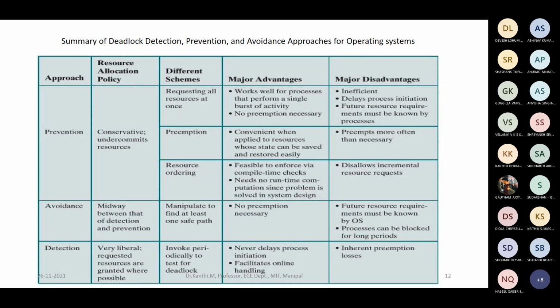In detection, you invoke periodically to test for deadlock. Okay, detect. So what are the possibilities for the deadlocks that you try to detect? There are different algorithms discussed. Anyway, let us not go deep into it. The advantages and disadvantages of each type are given here, so you can have a look at the same.